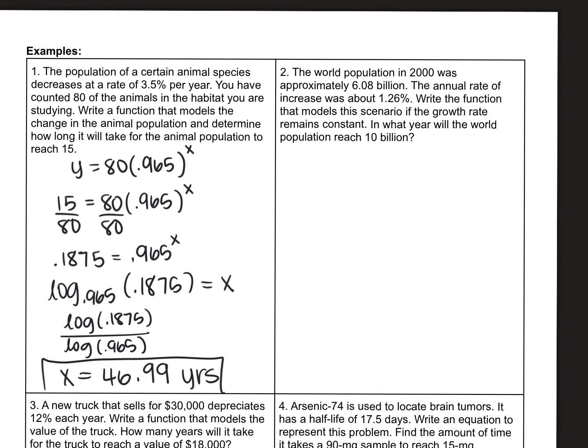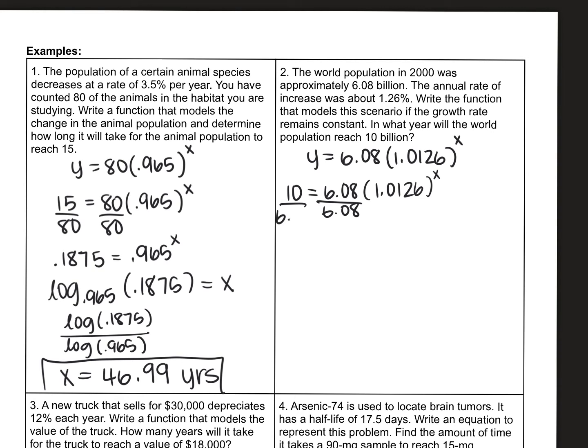The second example we looked at was that the world population in 2000 was approximately 6.08 billion. And assuming that the annual rate of increase stayed about 1.26%, we wrote an equation. And now we're going to figure out in what year the world population will reach 10 billion. So our equation here was y equals 6.08 times 1.0126 to the x. So now I'm going to be plugging in 10 for y. So we'll have 10 equals 6.08 times 1.0126 to the x. We'll divide by 6.08.